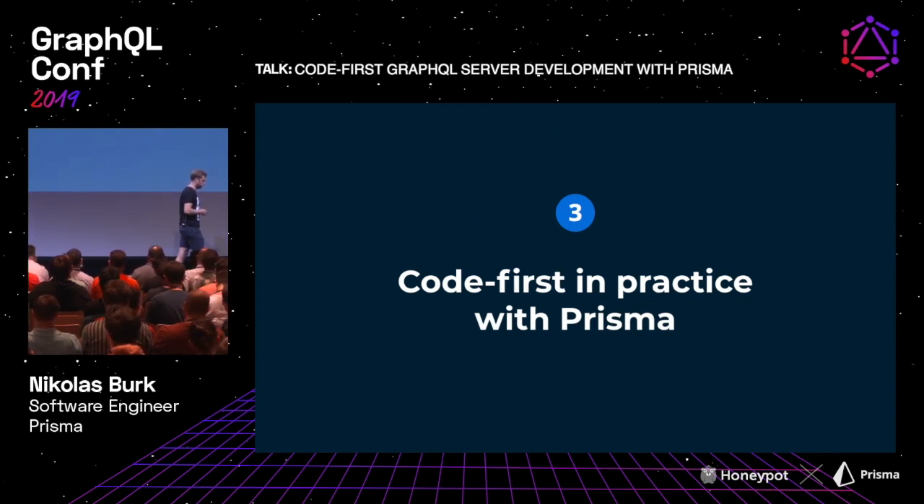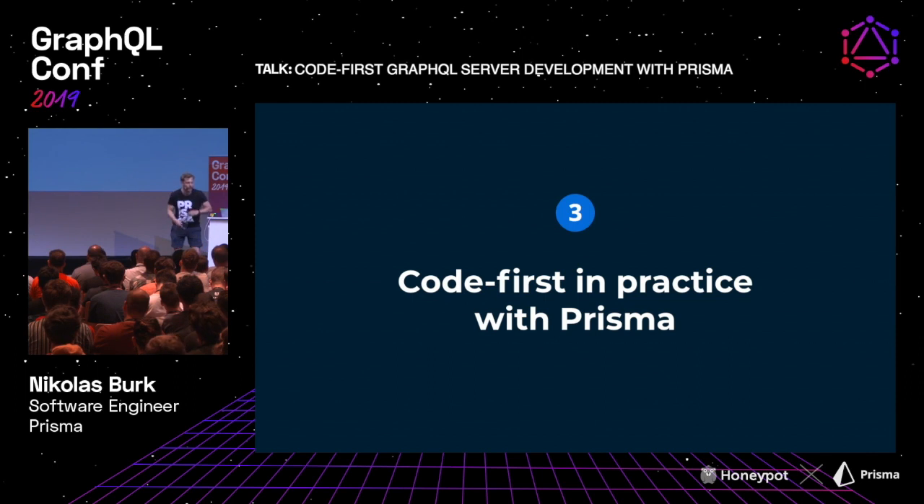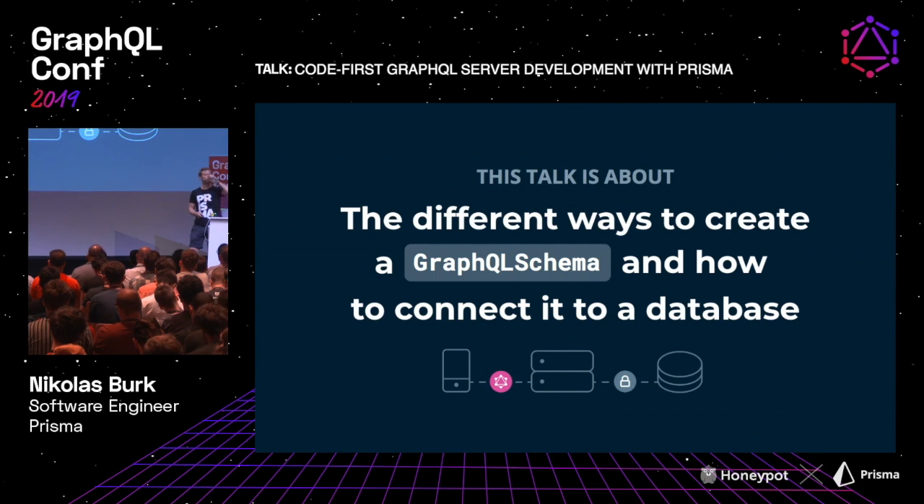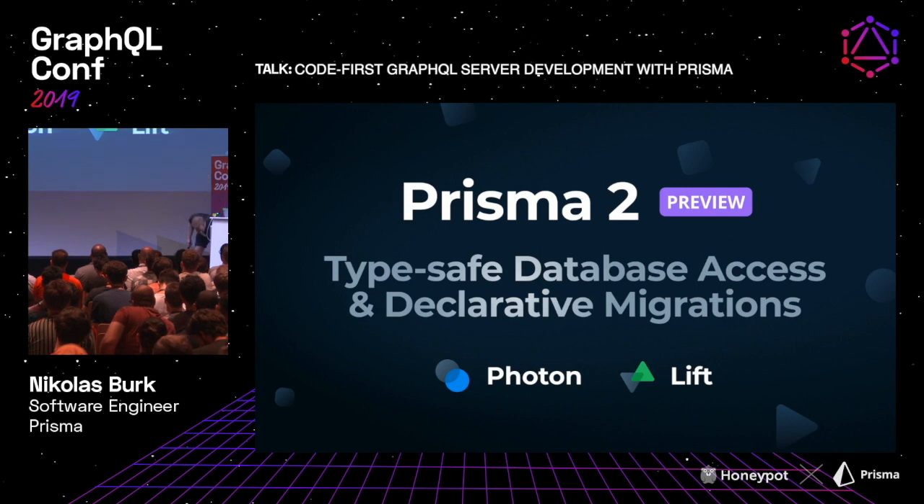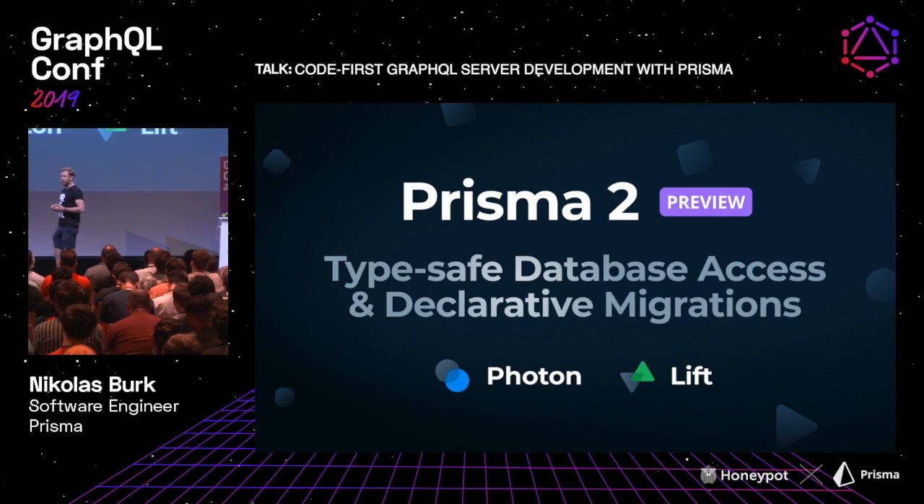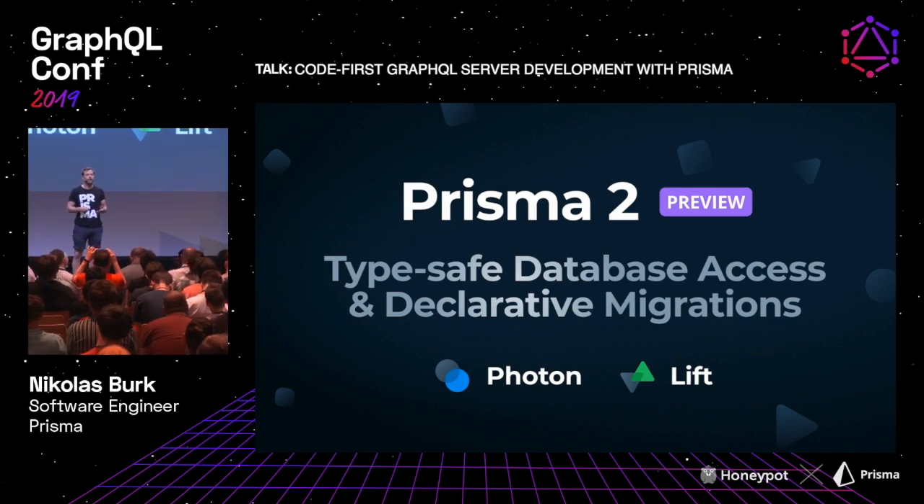So now I want to tell you a little bit more about what code first can look like in practice, especially when you want to connect it to a database. As I mentioned before, I work at Prisma, and we're building database tools. And maybe some of you have had an eye on our blog or on our Twitter this week and saw this announcement. So we just launched the first preview of Prisma 2. And the most important thing about Prisma 2 is that we now deliver 2 standalone tools that can be used separately, but you can also use them together, and of course, they are really nicely integrated. These 2 tools are called Photon and Lift.